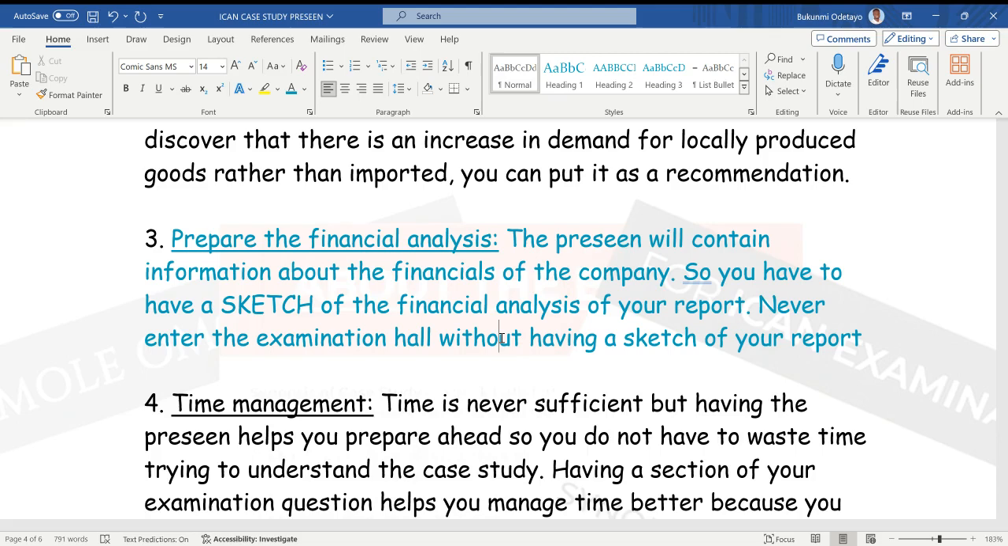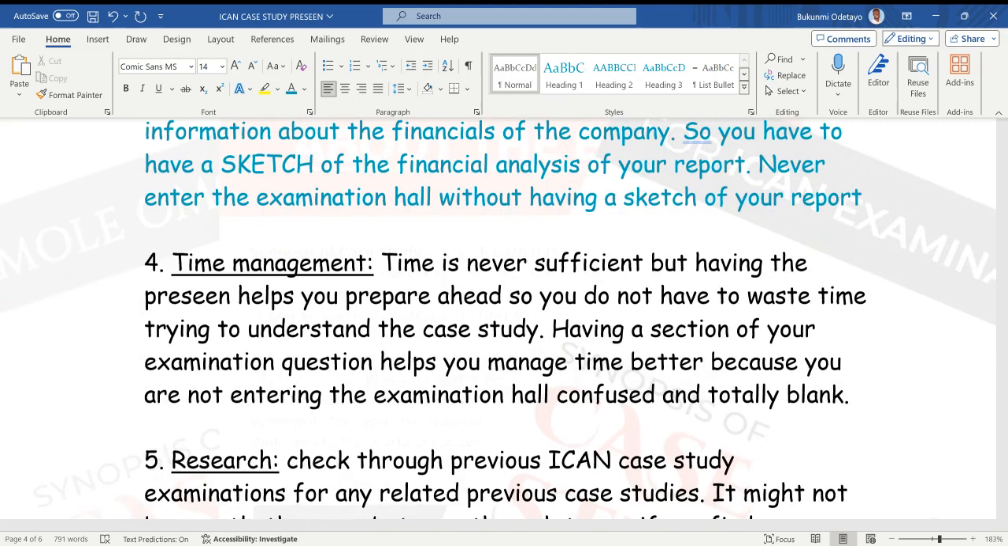So you prepare your financial data analysis with paper and pen, not in your head. Please, it's going to help you, and you start reading it as well. And the importance of the pre-seen is that it helps you to manage time.